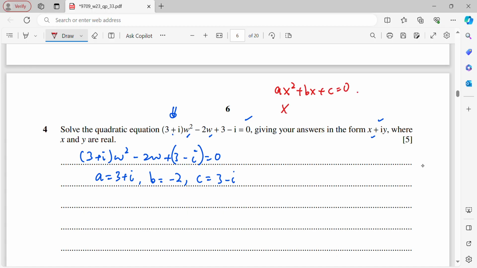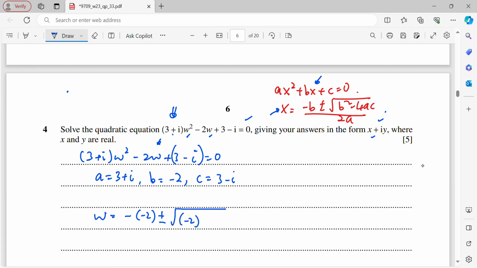Okay, and then now I will solve using the quadratic formula. This is the quadratic formula. Alright, so now if your equation is in terms of x, then you'll be getting x. But now since our equation is in terms of w, that means I will be getting w. But then use back the same formula. So it will be negative b plus minus square root of b squared minus 4ac over 2a.